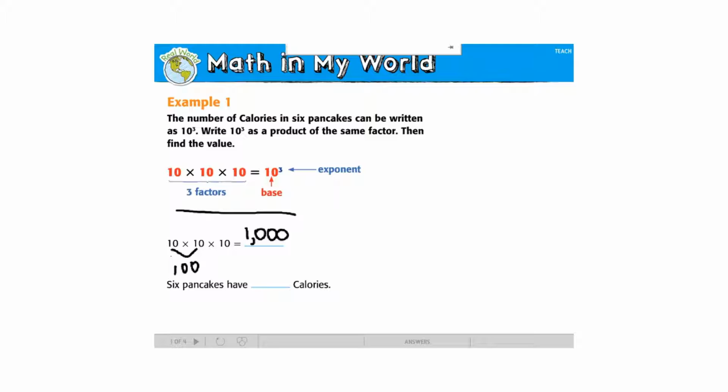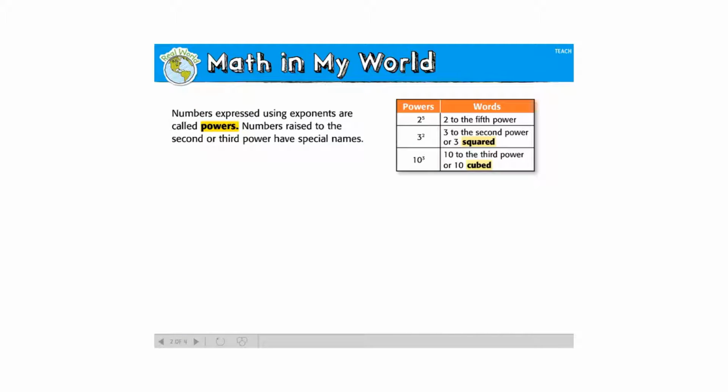10 times 10 is 100. 100 times 10 is 1,000 because you would add a 0 to the end of it. So 6 pancakes have 1,000 calories. Write that in on page 93. Then just combine them all into one. Because we're multiplying, not adding. Yeah. That's only if there's a 1 in the front. Don't do it with other numbers.